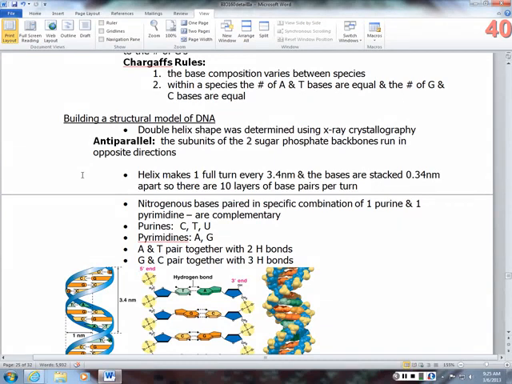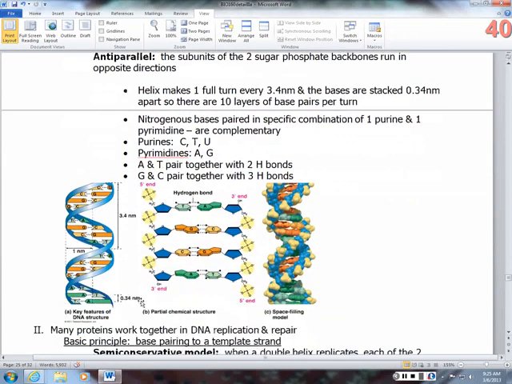With the size of it, the helix makes one full turn every 3.4 nanometers, and the bases are stacked 0.3 nanometers apart. So there are going to be 10 layers of base pairs for every turn. By the time you go all the way around once, there are 10 base pairs that make up that turn.